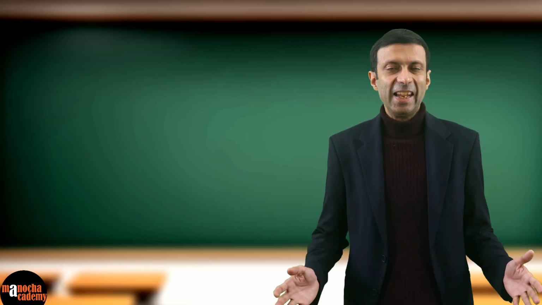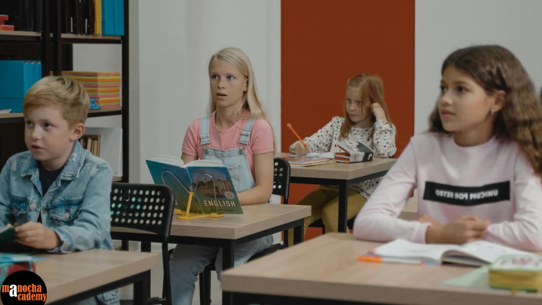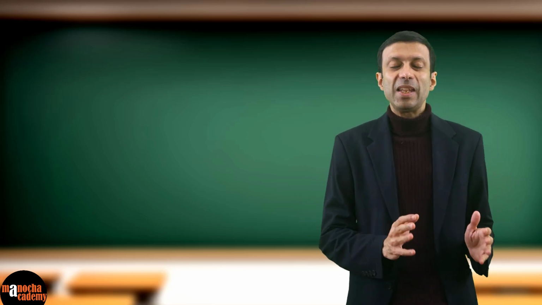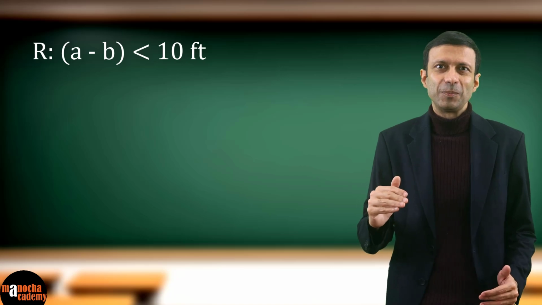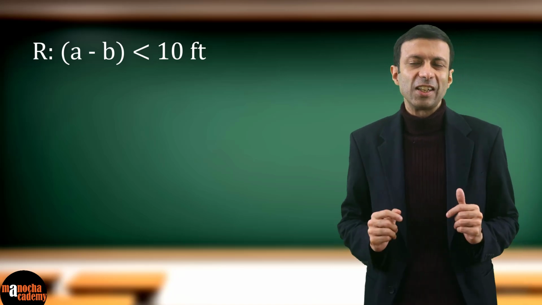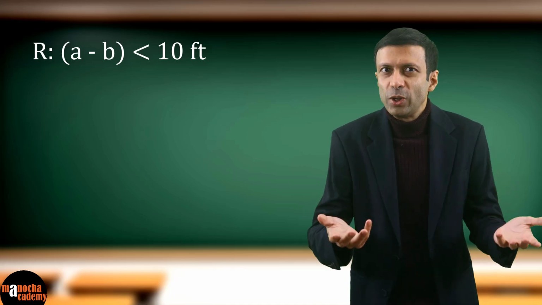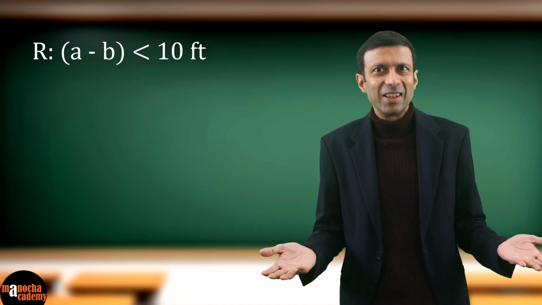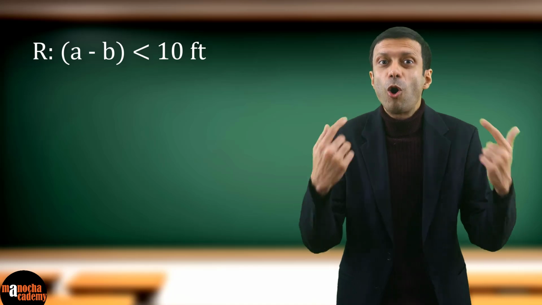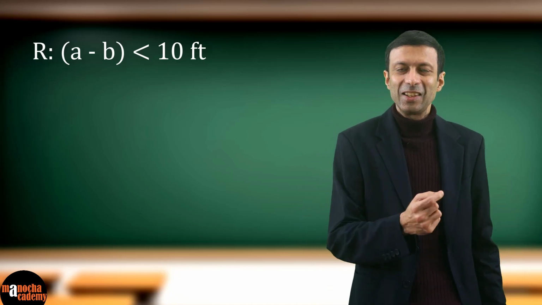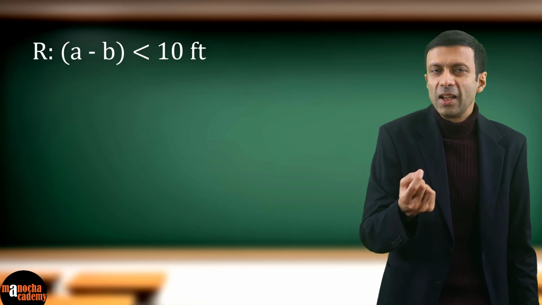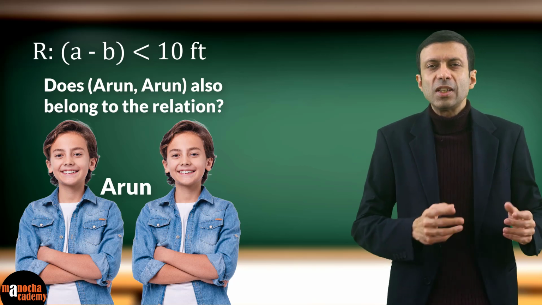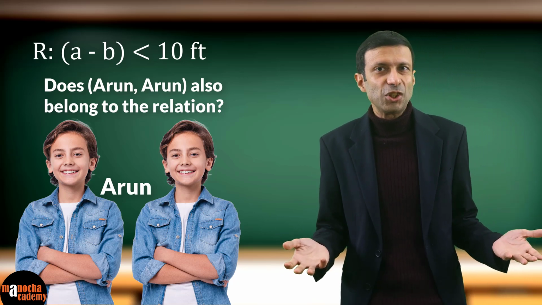Again let's consider a set A to be the students in your class. Now let's change our relation where the difference in heights of two students a and b is now less than 10 feet. So what elements will this relation contain? So if you take any two students in your class, then the difference in their heights will definitely be less than 10 feet, right? So we can consider all possible pairs of students in your class, right? Or even if you take one student, let's call him Arun. Is Arun related to himself? So does (Arun, Arun) also belong to our relation here?